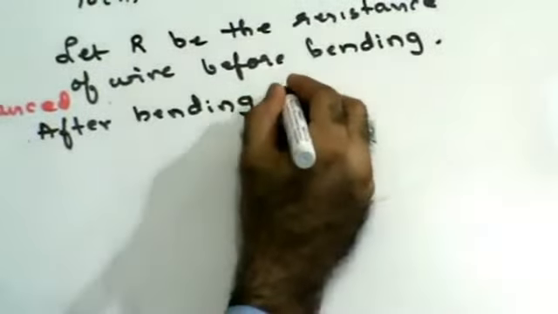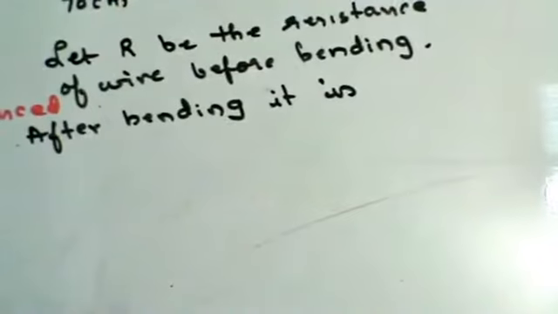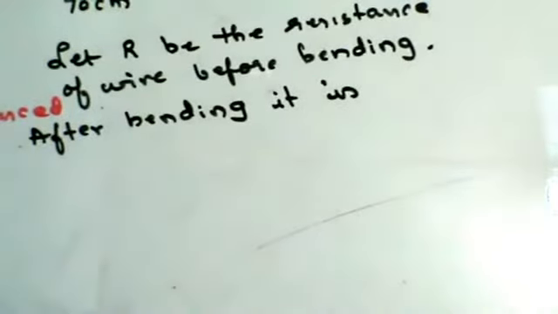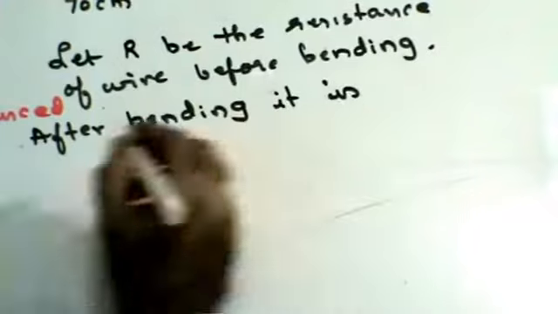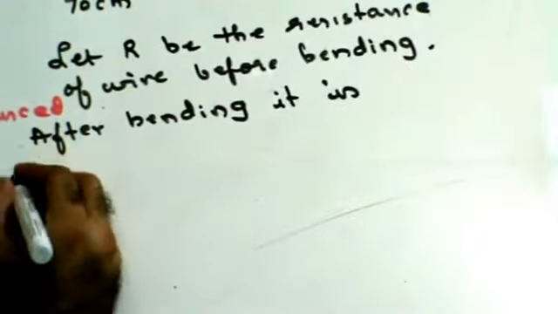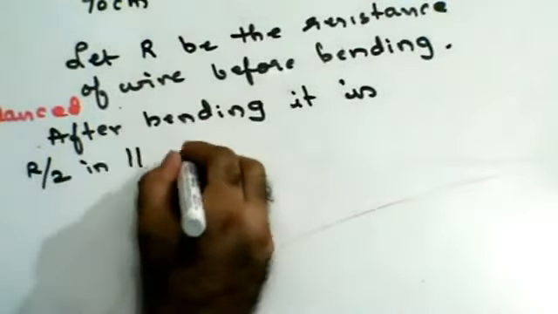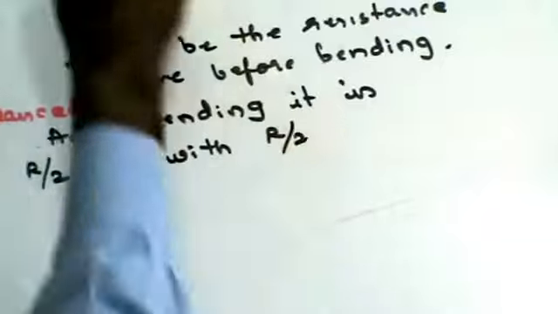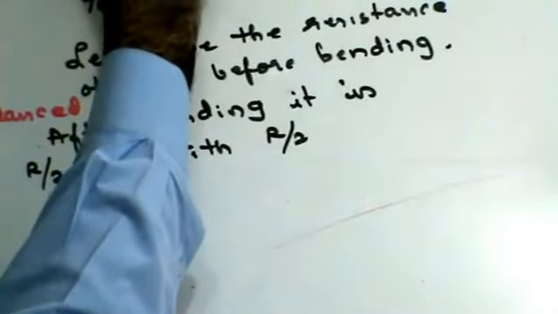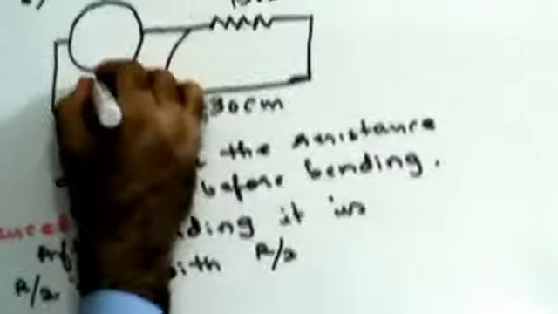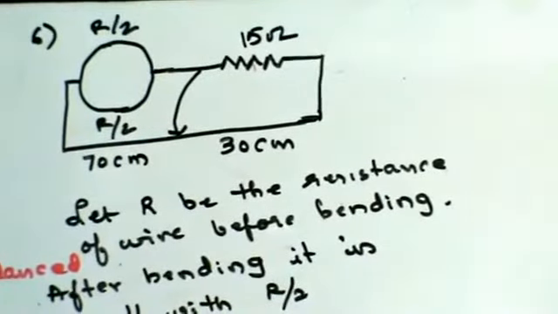Since if I convert it into a ring, exactly half the amount of wire will go in the upper half, half the amount of wire will come in the lower half. We know that resistance is directly proportional to length. Since half the length has gone in the upper half, half the resistance will be in the upper half. So after bending, it is R by 2 in parallel with R by 2. So the resistance of the upper half will be R by 2 and the resistance of the lower half will also be R by 2.